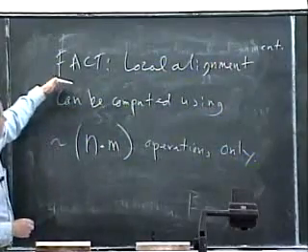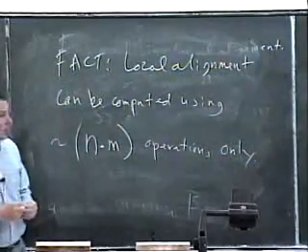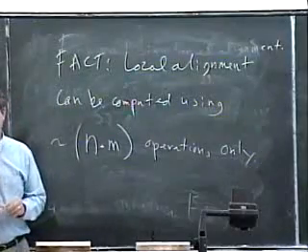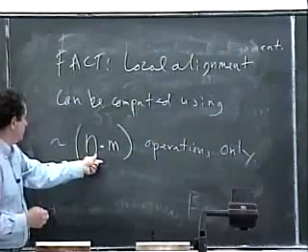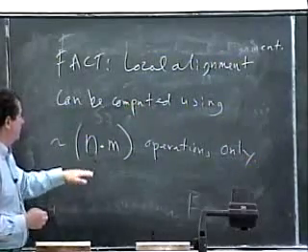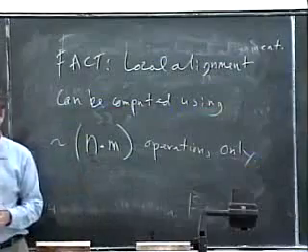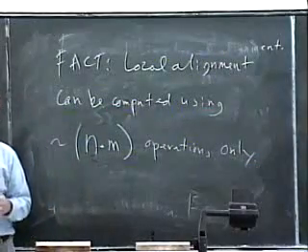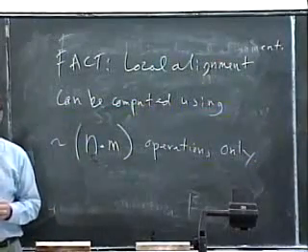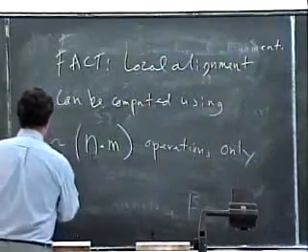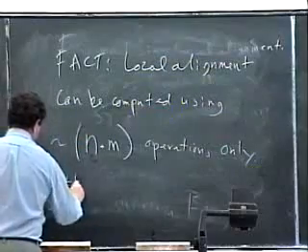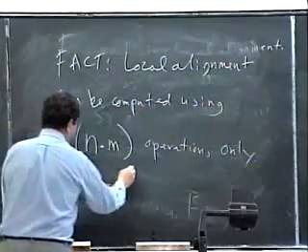But via a more interesting dynamic program than for global alignment, you can find the optimal local alignment in time that's roughly the same as for global alignment. The computational burden is roughly the same. And this result, the method that does this, is called Smith-Waterman.